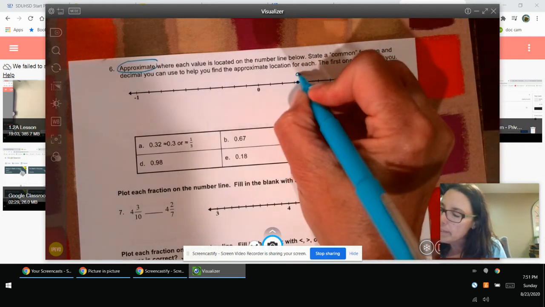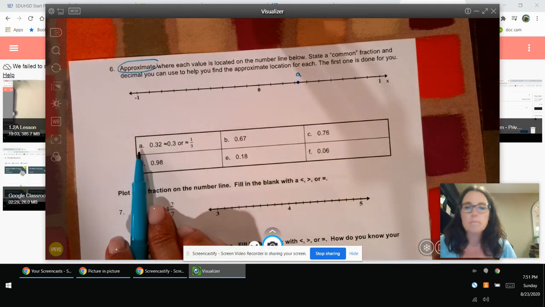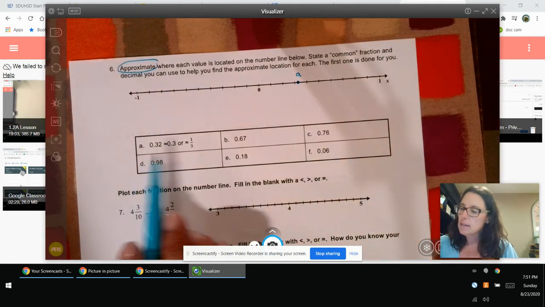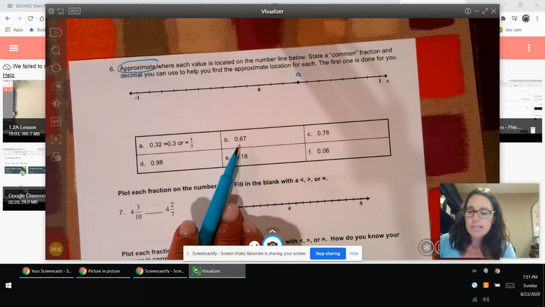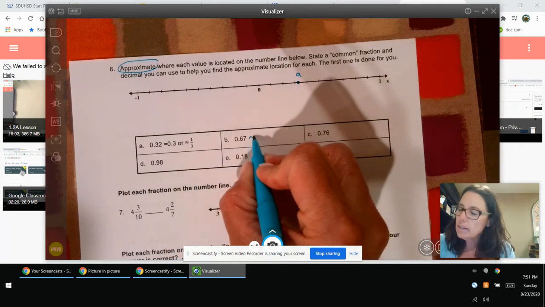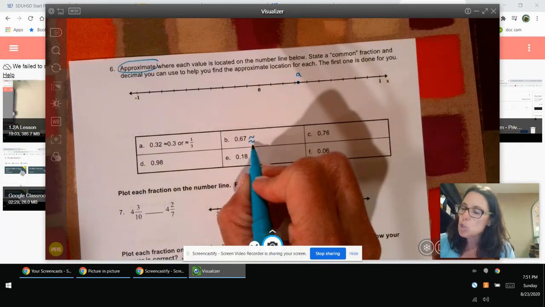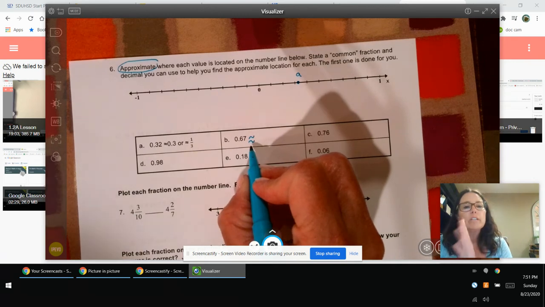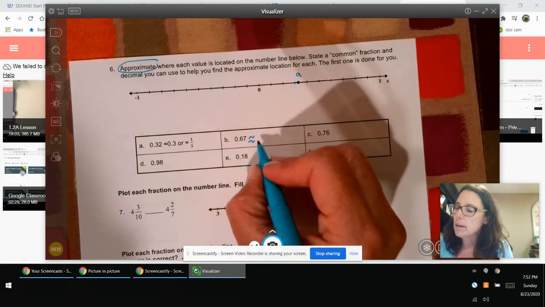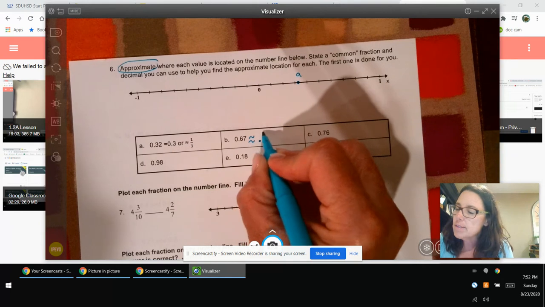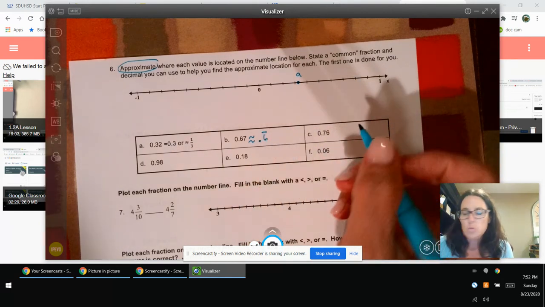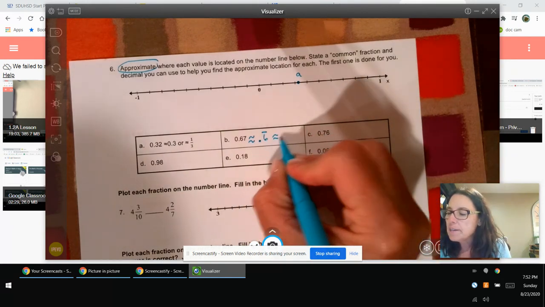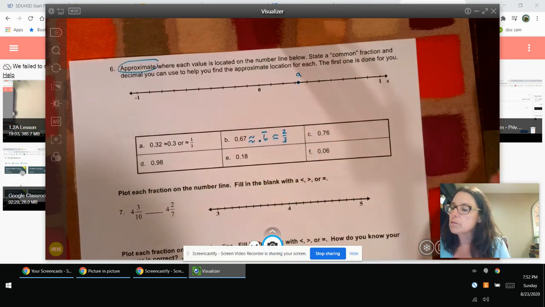I'm going to label that with an A, just marking that letter of it. Okay, 0.67, we can think of that as close to, and this little squiggly equal sign means roughly, about. So we can think of that as 6/10 repeating. We can think of that as about 2/3.